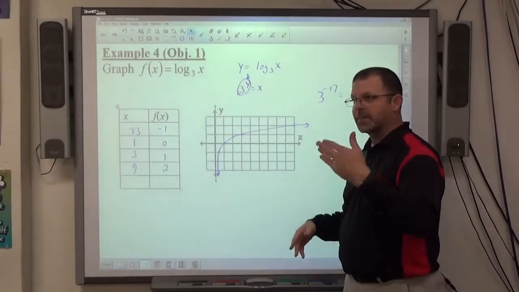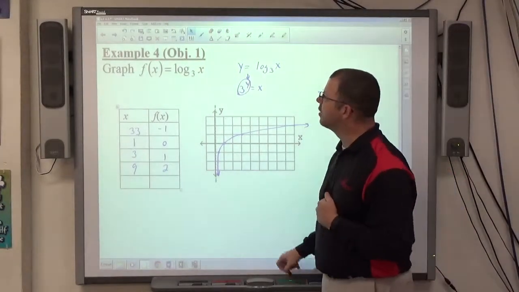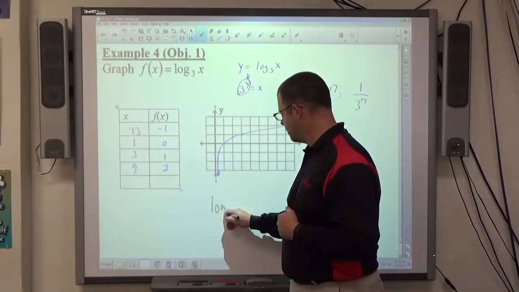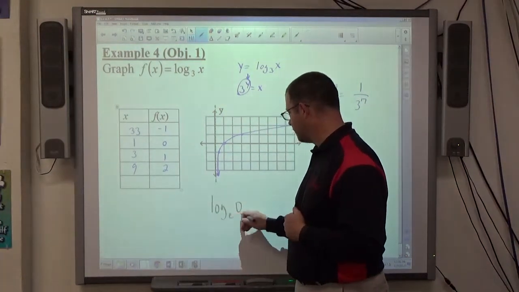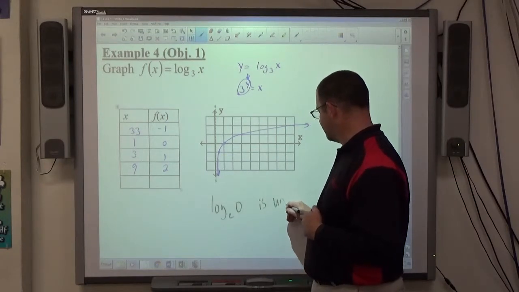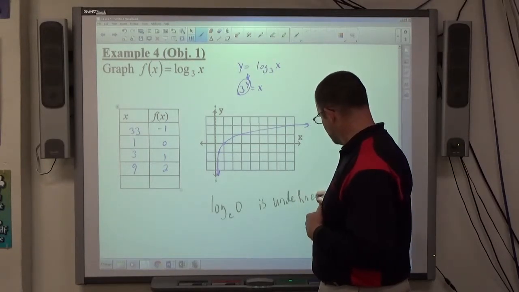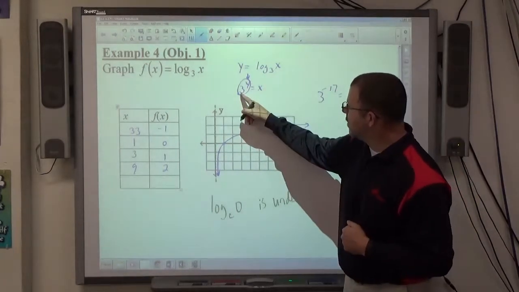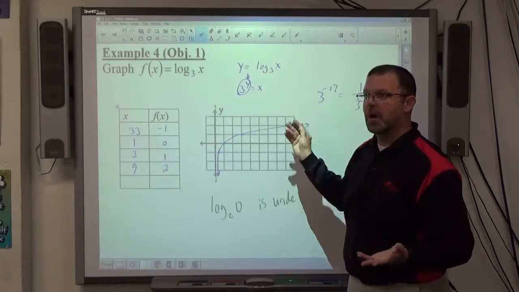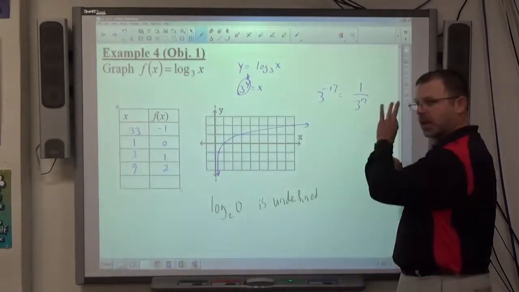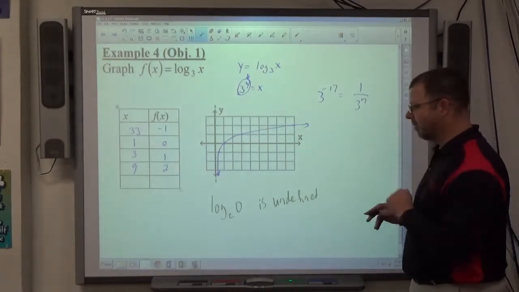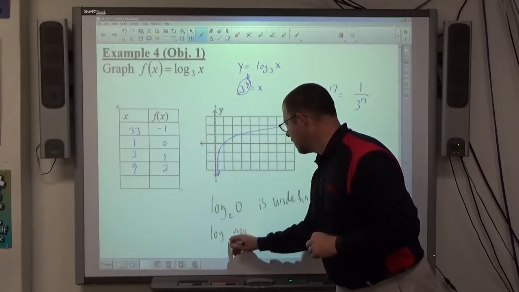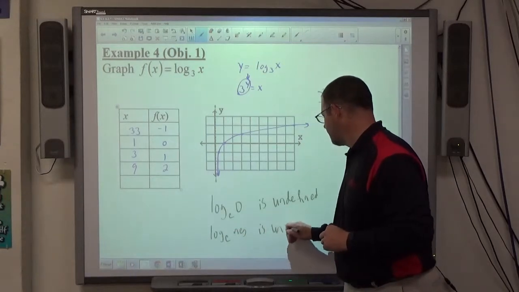Getting into our next topic, which is domain, what I want you to understand about logarithms is this. Log of 0, base anything, is undefined. Because log of 0 base anything means that something to a power is equal to 0, which is not possible. Something to a power can get close to 0 but never equal to 0. That's undefined. And for that matter, log of a negative number base anything is also undefined.